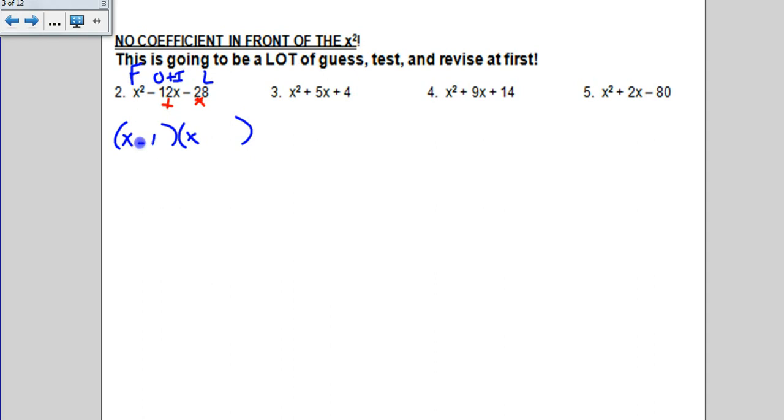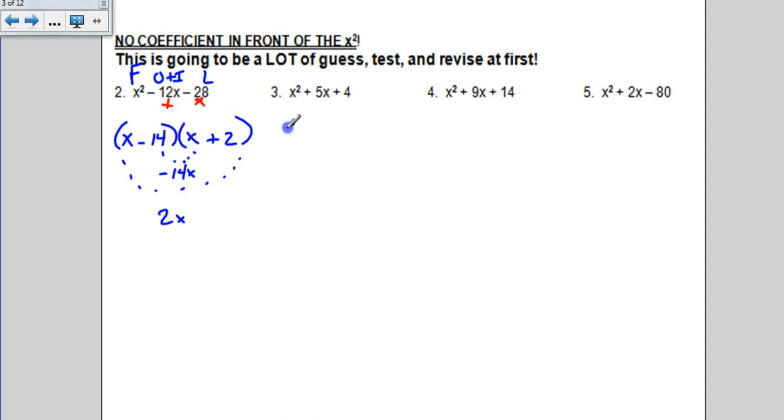I'm going to write it down, and I always double check what I did before I leave the problem. When you do the outer plus the inner, it should add up to a negative 12x. So outer would be a 2x, and inner is a negative 14x, and if I add those two together, I sure enough get a negative 12x, so I know I did that problem right. So my answer is x minus 14 times x plus 2.